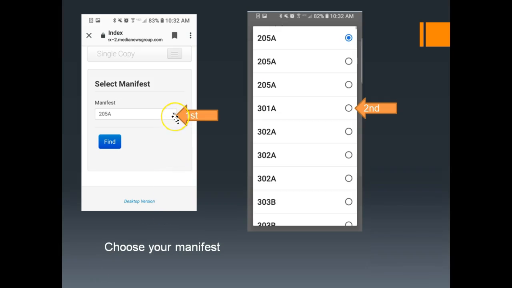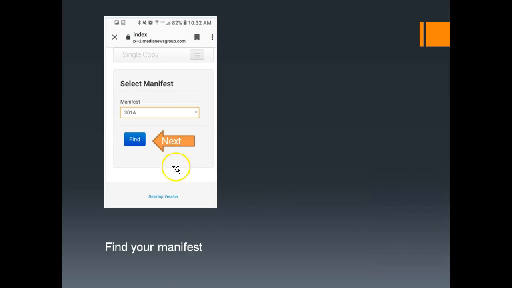Click on the drop-down arrow to choose a manifest. A pop-up screen appears. I chose 301A by pressing on the bubble next to 301A and turning it blue. Click on the Find button to retrieve your manifest. It's important to know that the mobile version does not allow you to choose a date. It only knows today.